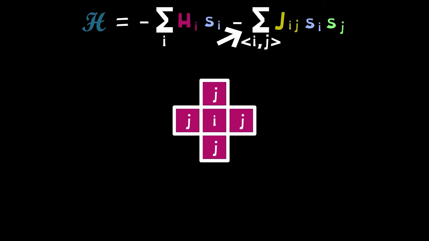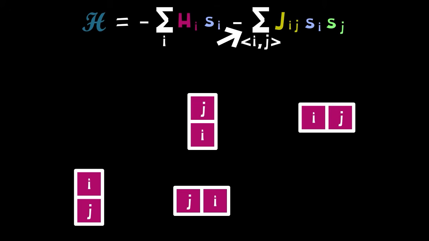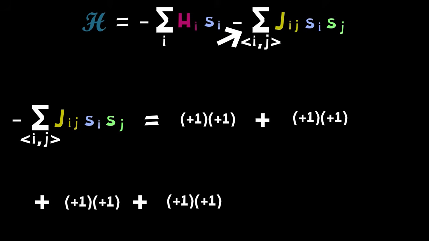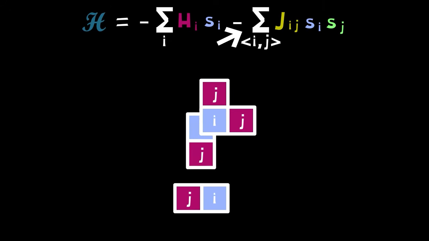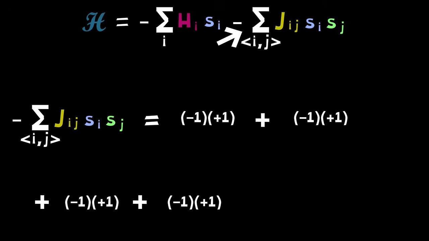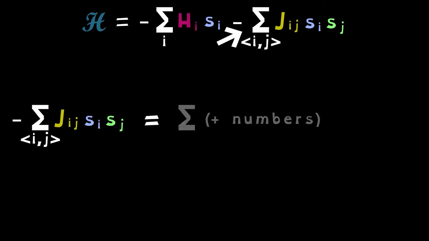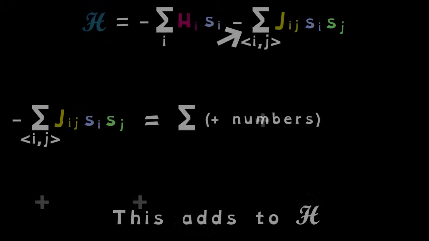The second sum is used to consider how neighbors influence each other. If the spin of i and spin of j have the same sign, then the interior of the sum will be positive, and this also reduces the energy of the Hamiltonian. And likewise, if the spin of i and j have different signs, then the interior of the sum will be negative, which cancels with the negative on the outside, and this adds to the total energy of the Hamiltonian.